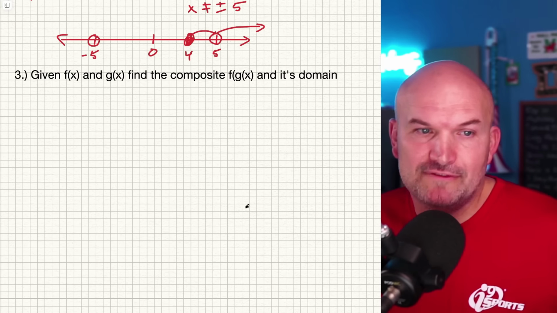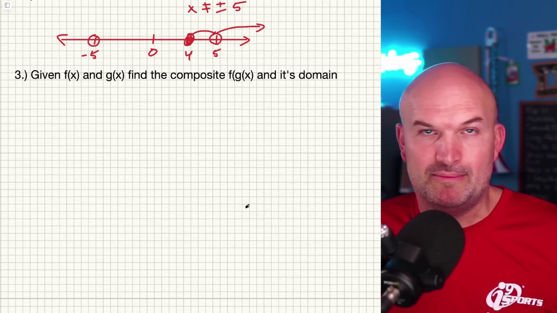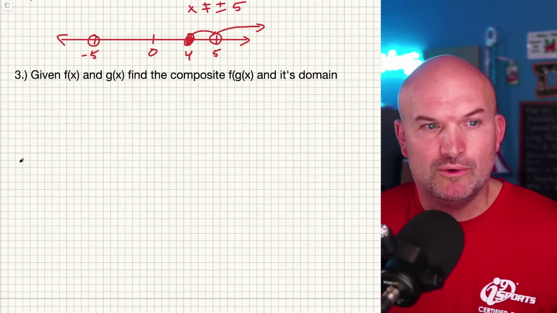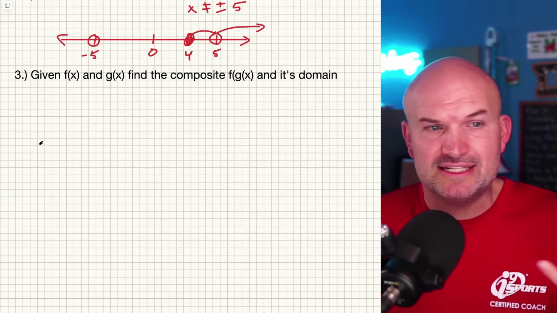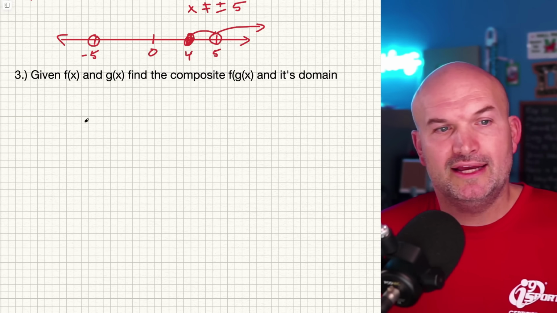Next one: given f of x and g of x, find the composite f of g of x and its domain. So composition of functions, very, very common. Make sure you understand how to do all the operations, adding, subtracting, multiplying, dividing, but composing a function with another function is critically important.